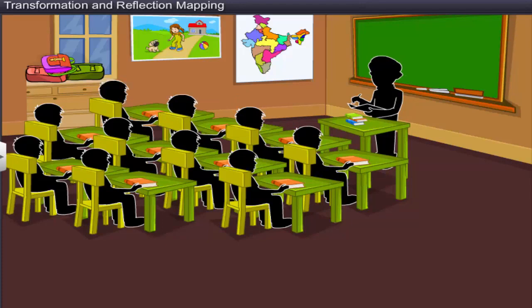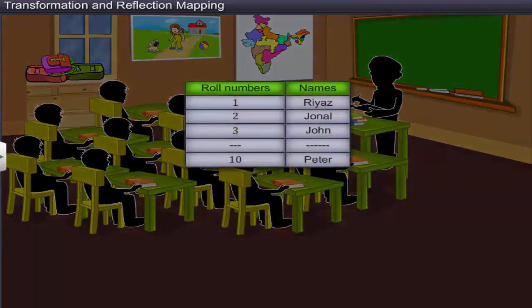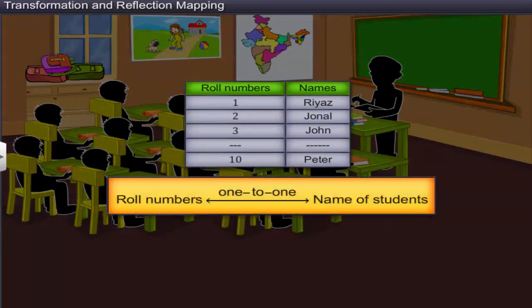It is clear that the class teacher here is taking attendance, and each roll number corresponds to a unique student. We can also say that every student is assigned a unique number, which is his roll number. And since no two different students can have the same roll number, it is a one-to-one correspondence.